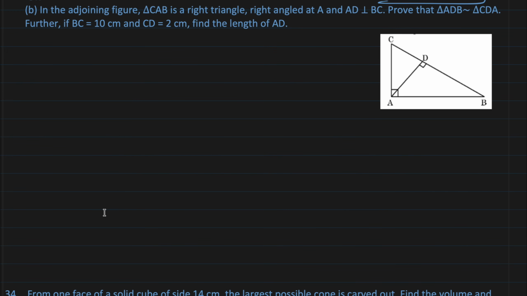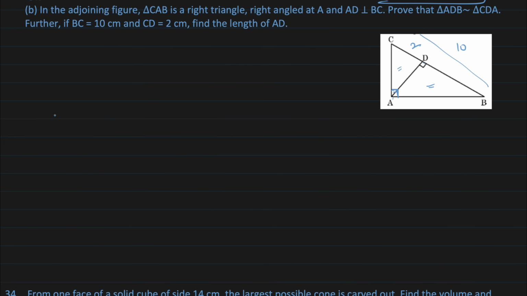Okay, so almost 1.5 hours is going to be over now. We are on question number 33, B part, or part also we are solving. So here in this adjoining figure, triangle CAB is a right angle triangle at A. AD is also perpendicular to BC. Prove that triangle ADB and triangle CDA are similar. And if you got the values BC is given as 10, CD is given as 2, we have to find the length of AD.